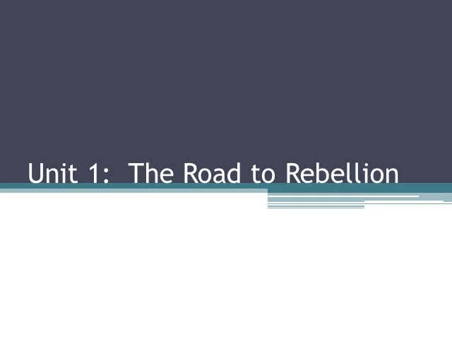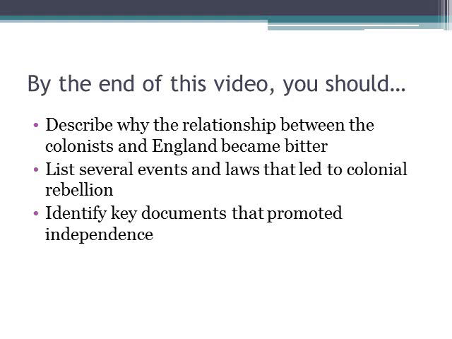Unit 1, The Road to Rebellion. By the end of this video, you should be able to describe why the relationship between the colonists and England became bitter, list several events and laws that led to colonial rebellion, and identify key documents that promoted independence.